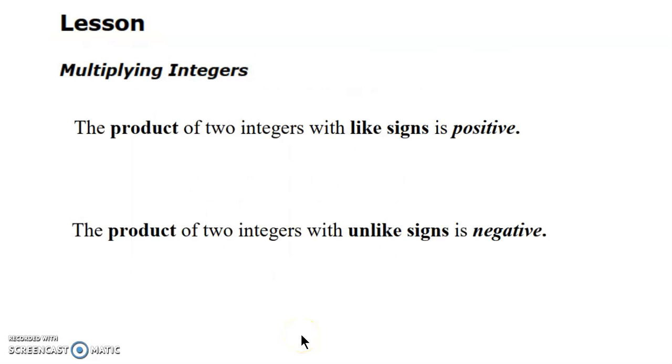So we have two things to remember when we're looking for the product, or the answer, for multiplication. If the signs are alike, meaning if they're positive times positive or negative times negative, the answer will become positive. If the signs are different, in any order, negative times positive or positive times negative, then your answer will be negative.